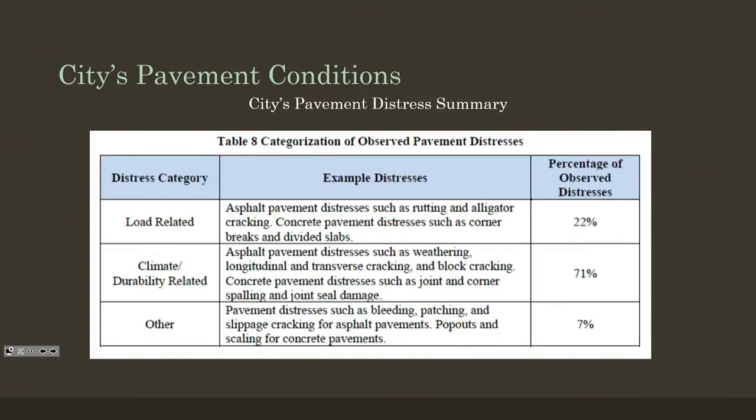Looking at how our pavements are distressing, you go back to those pictures that I showed, load-related versus the climate or the weathering. Most of our distresses that we're seeing through this analysis are weather-related. So what's that mean? Well, it means we're not sealing our streets fast enough. And you heard Tom talk about it yesterday. You know, we're on about a 17-year cycle.